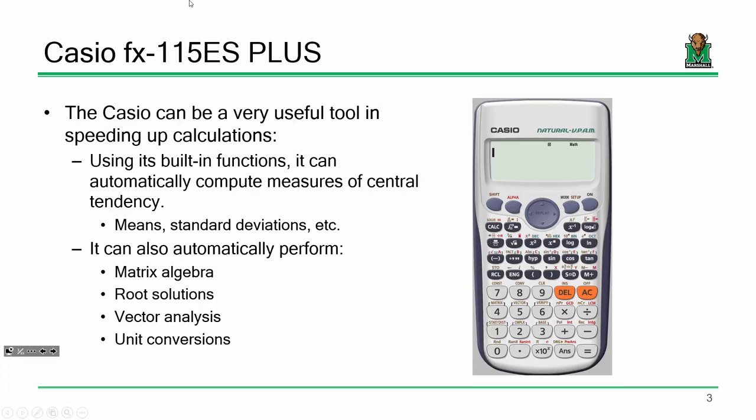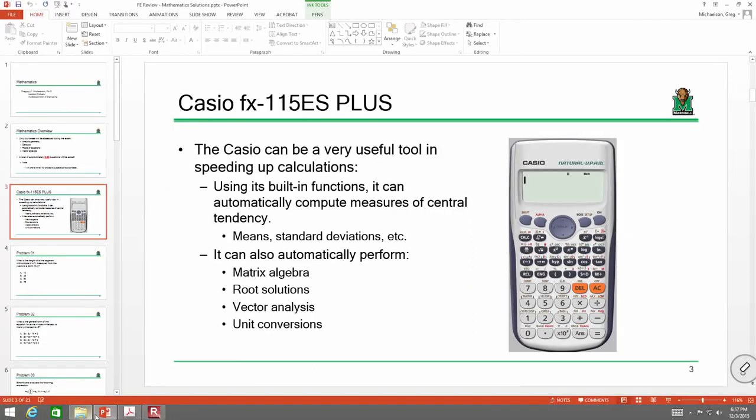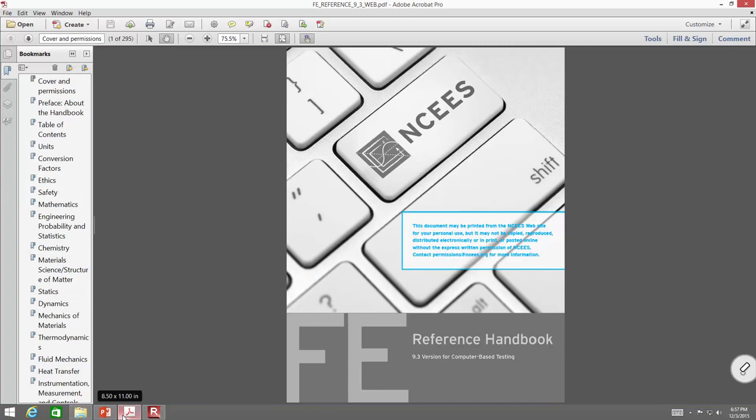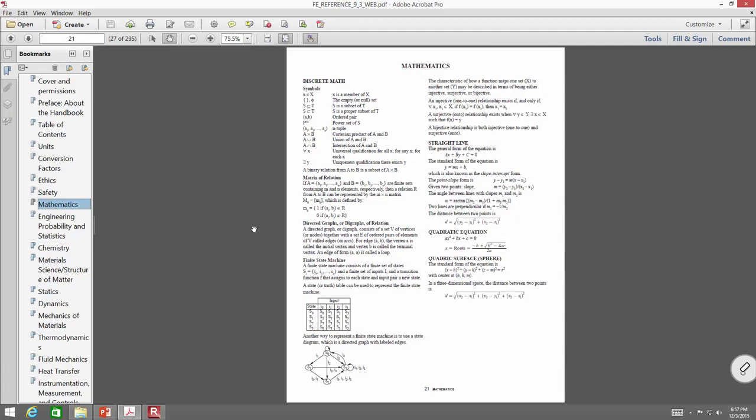Okay, back to math. Before we get started, I do want to take some time and review the FE reference manual. So you all have copies of all of the appropriate stuff from the manual. I really only printed off 2 handouts, one for math and one for probability and statistics. I'm just going to briefly give you an overview of what's here.